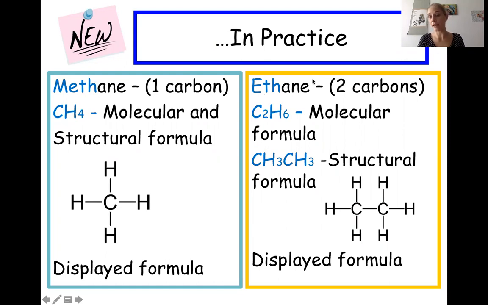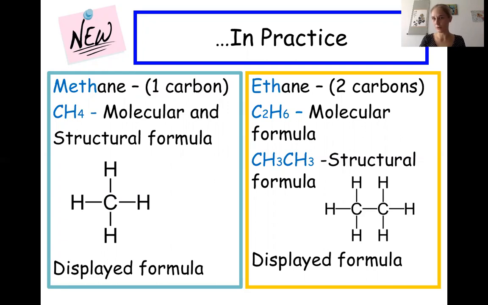And then our ethane, 2 carbons, C2H6 is our molecular formula. Our structural formula would be CH3CH3, because we've got to break it into the carbon blocks. And we have our displayed formula. You should be able to pause the video at this moment and do the empirical formula for both of them for me.